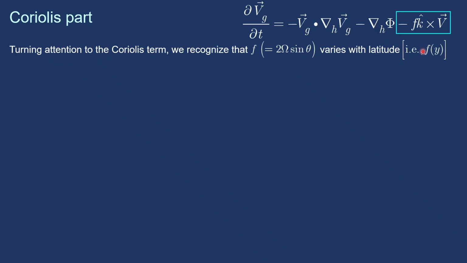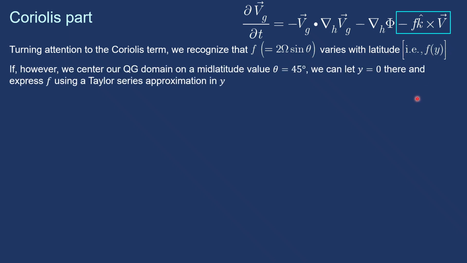We recognize that f, the Coriolis parameter, which is 2 times the rotation rate of the Earth times the sine of latitude, varies with latitude. That is, f is a function of y. So f will change with y. However, it goes with the sine of latitude, which is complex. We'd like to take the sine function and turn it into something a little bit easier, linearize f and get rid of that sine dependence. And so we do that by invoking a Taylor series approximation.